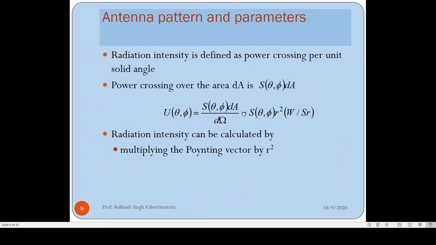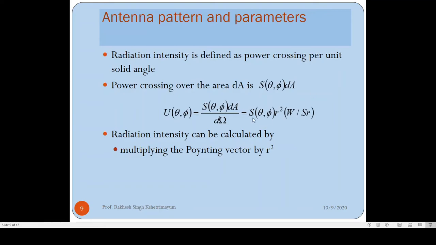So how do you define radiation intensity? Radiation intensity is defined as power crossing per unit solid angle. What is power crossing? Power crossing can be found from the Poynting vector. The Poynting vector is power density. You multiply by area, you get the power crossing. S dA will give you the power crossing. You divide it by the unit solid angle d omega, and you get the radiation intensity, which is denoted by U of theta comma phi.